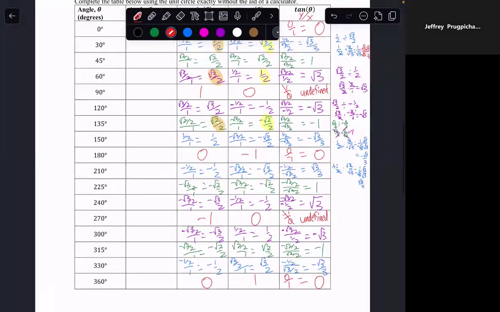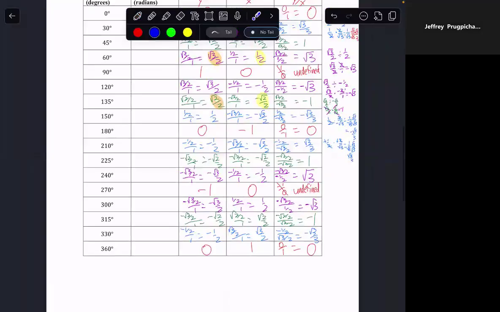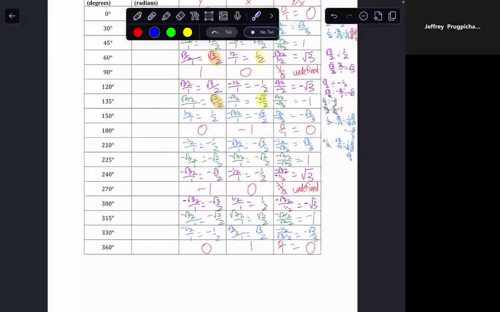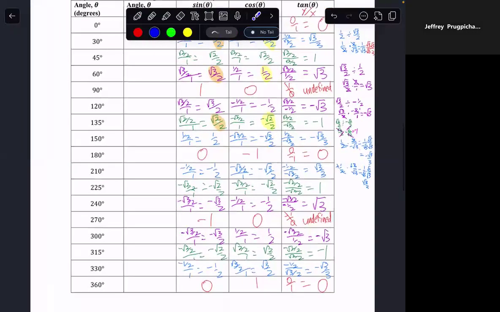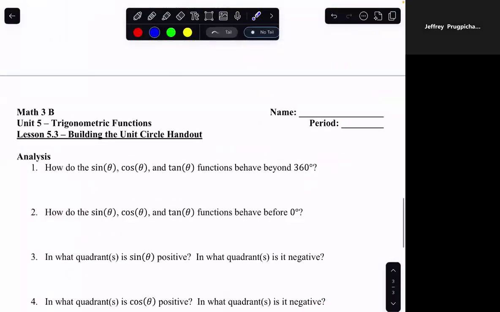Okay, so we now have our sine, cosine, tangent chart fully filled out. I didn't do the radians part; we'll do that later. Questions on any part of the chart? Okay, so there's a couple other things we need to understand.